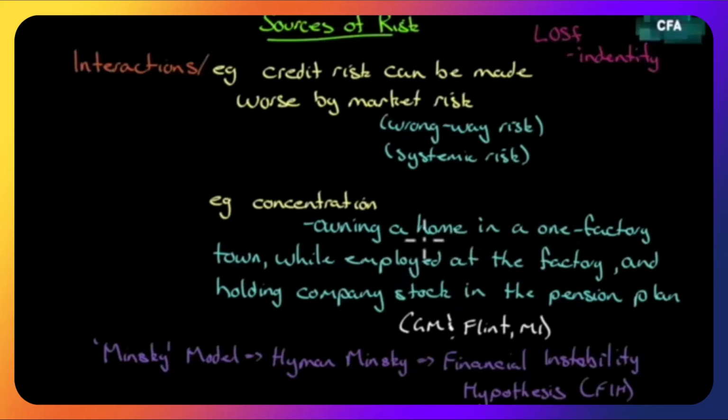You own a home. If that factory goes out of business, guess what happens? The value of your property drops, you're out of a job, and the company stock in the pension plan is worth zero. That's a lot of interaction effects. But if you look at each one in isolation, I own a home in the city. I work at this particular business. I have stock in a pension. If you look at them all independently, nothing much there, but all of them put together.